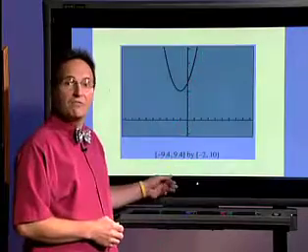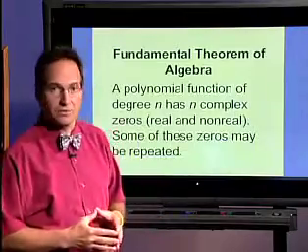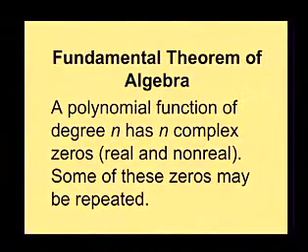First, we have the fundamental theorem of algebra. A polynomial function of degree n has n complex zeros, real and non-real. Some of these zeros may in fact be repeated.